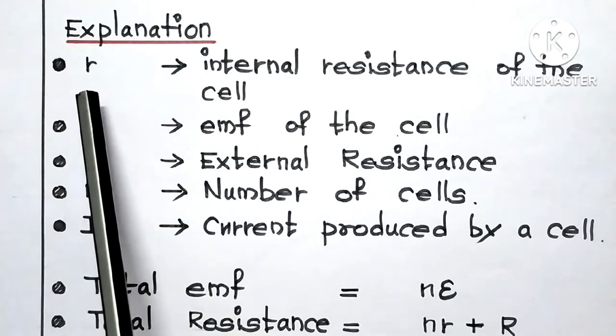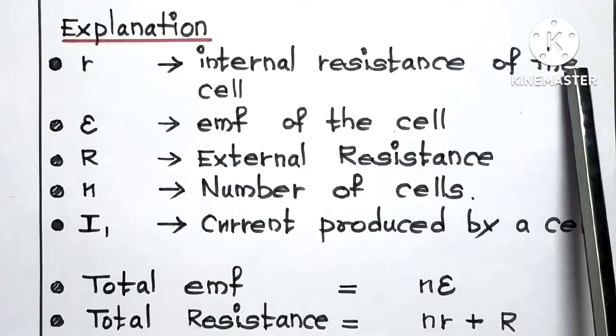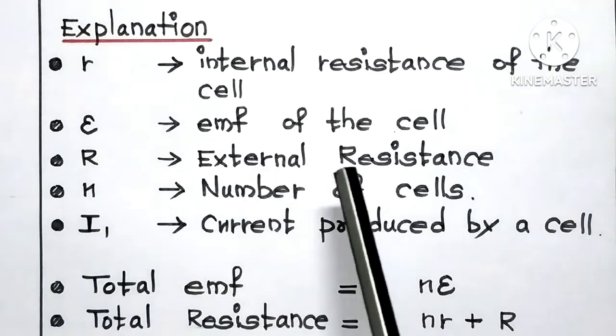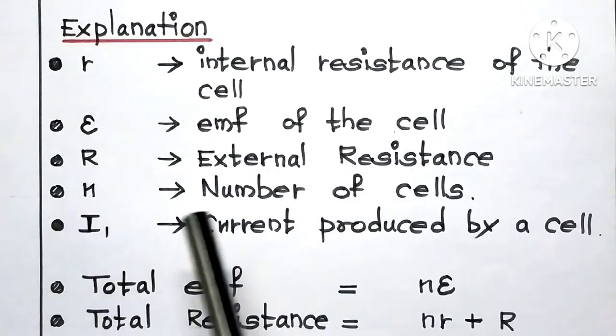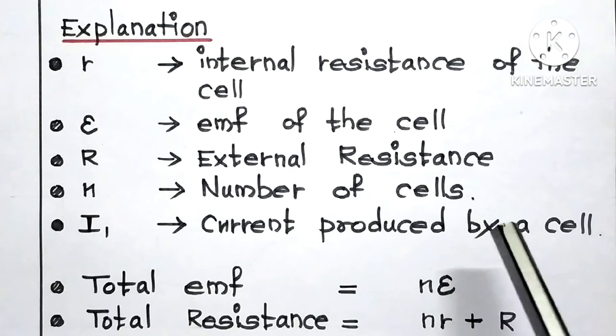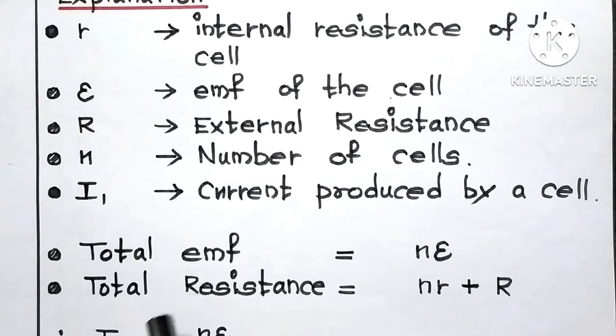Explanation: small r, internal resistance of the cell, epsilon, EMF of the cell, capital R, external resistance, small n, number of cells in the circuit, capital I1, current produced by a cell. This I1 is nothing but the current produced by a single cell. Now let us see what is total EMF. Epsilon is the EMF produced by a single cell.